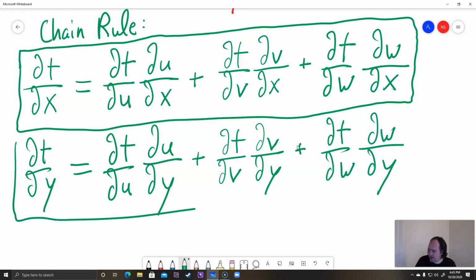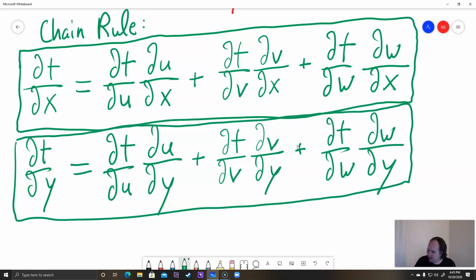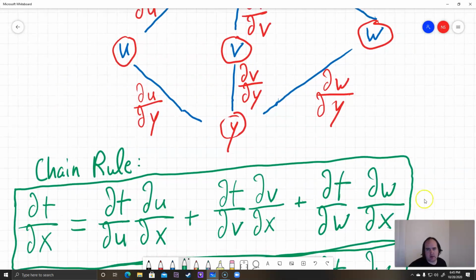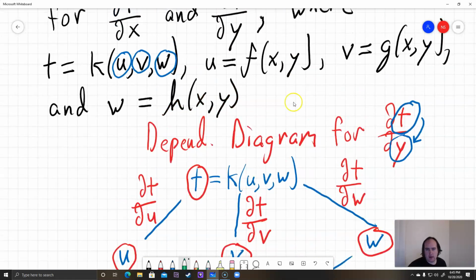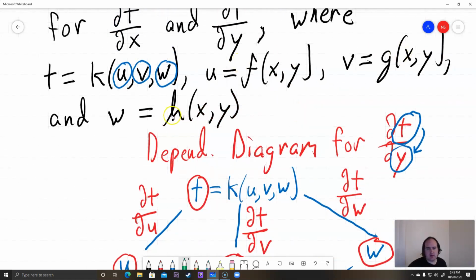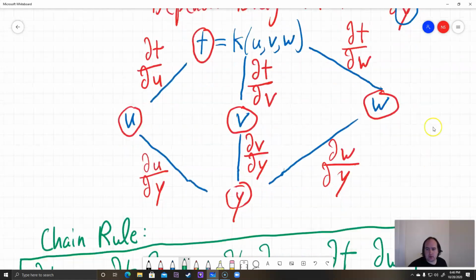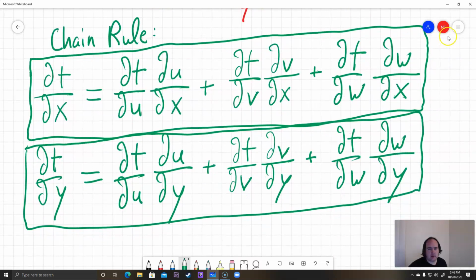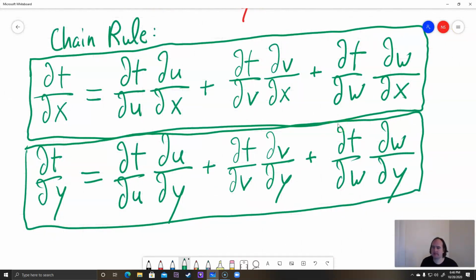So notice it's the exact same formula as the other one. It's just that we replaced every single x with a y instead. It won't always be that way, but with this particular problem, that's how it worked, because u, v, and w are all functions of both x and y. So there we've got our chain rule formulas all set up.